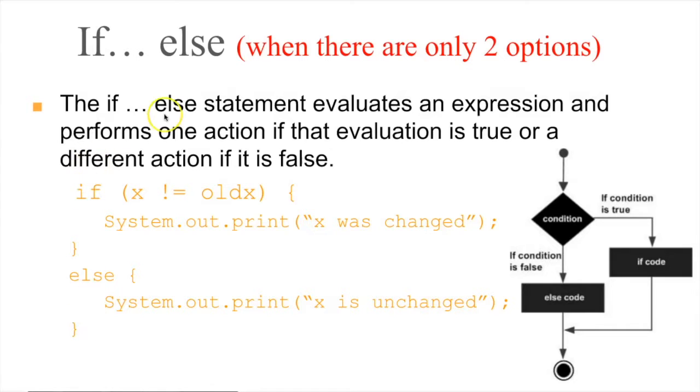Here's another option in your if statement. You can say if something is true, open your curly brackets, do whatever and close it, else, and open your curly brackets and close it again. And this gives 2 options. It either gives something to do if that's true and something to do if that's false. This is when there are only 2 possible options in a situation. This is what you would use.